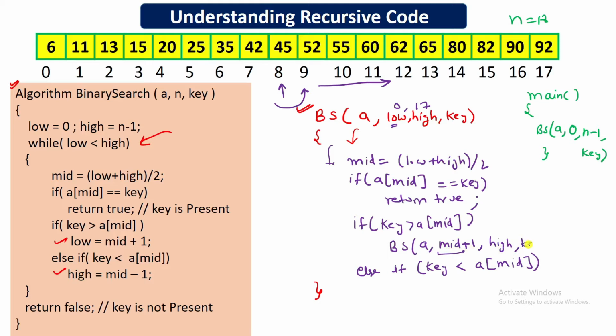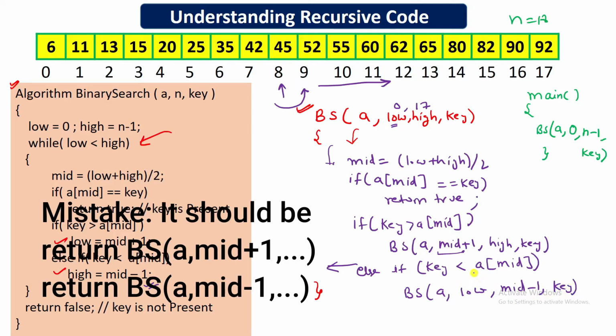And then key. Similarly, we can write this other call also. Here, what do we have to change? We do not have to change low, but we have to change high, and high is actually mid minus 1. That is, we are moving in this direction, so the high pointer should be decremented. And last will be key. So this is the simple binary search recursive call. This is one recursive call and this is the other recursive call.